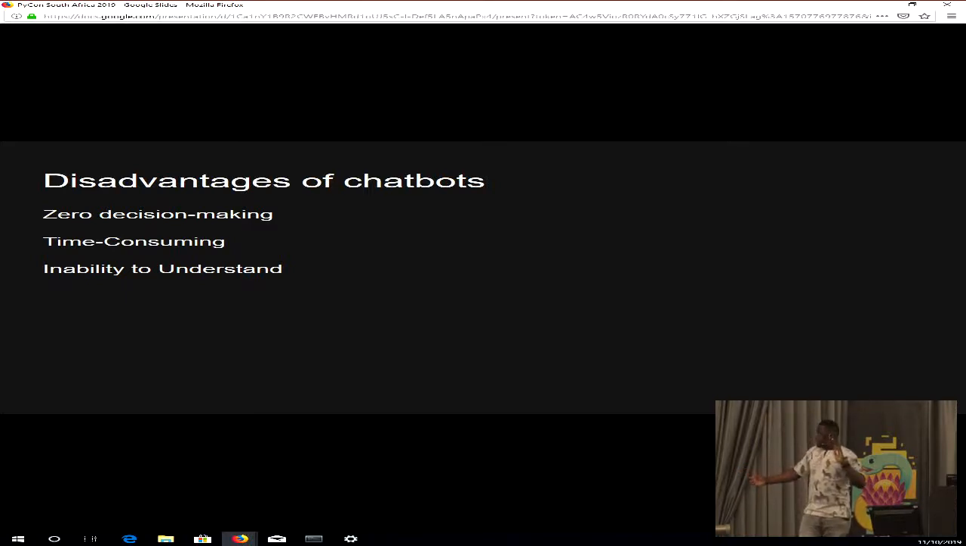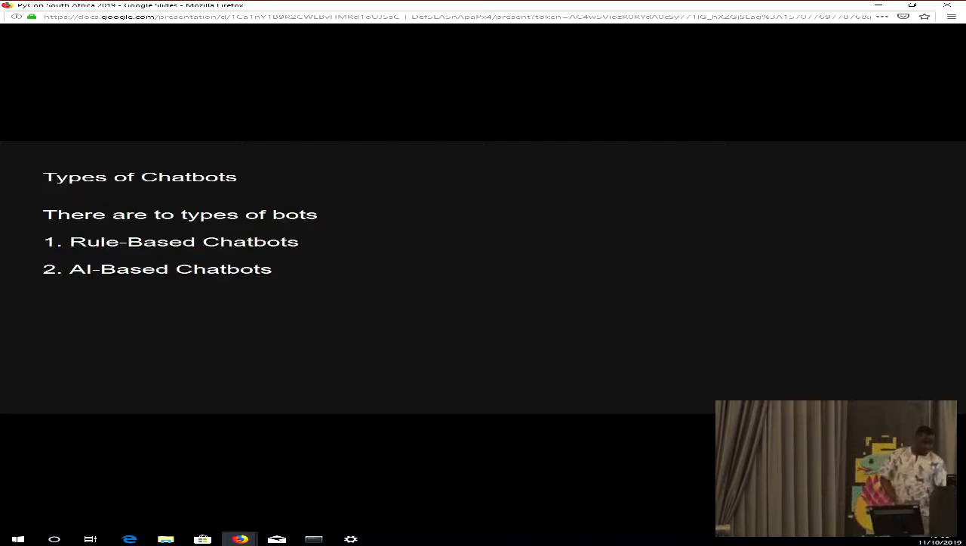Inability to understand. If a chatbot doesn't understand the query from the user, it's also a problem. So as you are going to be a chatbot developer or programmer, we must try our best to make sure you develop your chatbot in ways that the users and clients are going to understand.